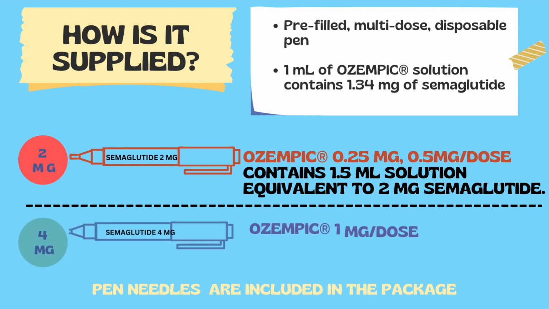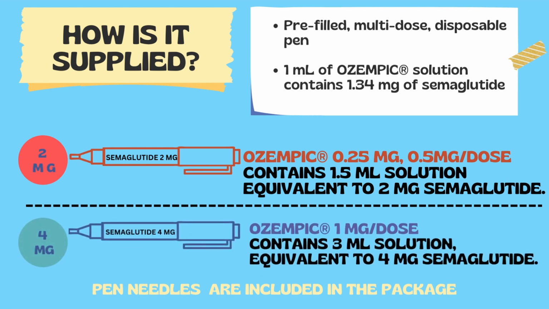Next, there's also a 4 milligram pen, and this is for dosing the 1 milligram dose. And this is generally the next step after titrating from the 0.25 or 0.5. The 1 milligram will be the next step in the titration process. This 4 milligram pen contains about 3 mL of solution, and again, that's equivalent to 4 milligrams of semaglutide. And again, 1 mL of Ozempic solution in the 4 milligram pen contains about 1.34 milligrams of semaglutide.